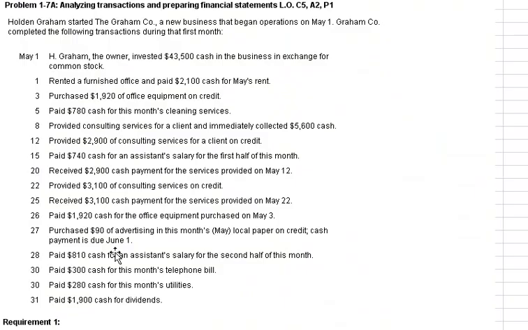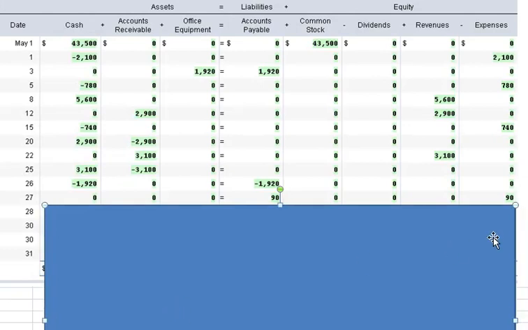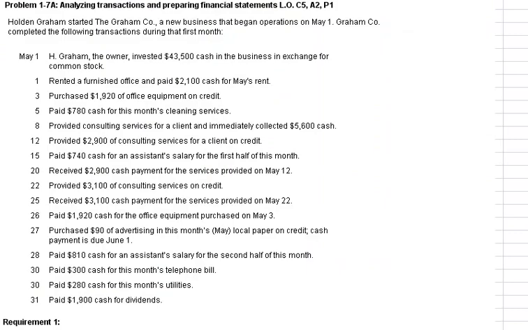So the next transaction is the 27th. We purchased $90 of advertising in this month's local paper on credit, and the cash payment is due on June 1st. So we have an expense of $90 for advertising, and we have an obligation that increases, and we show that in accounts payable because we have to pay that at some point in the future.